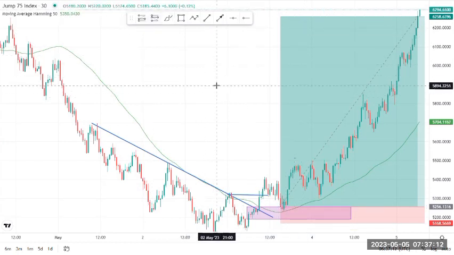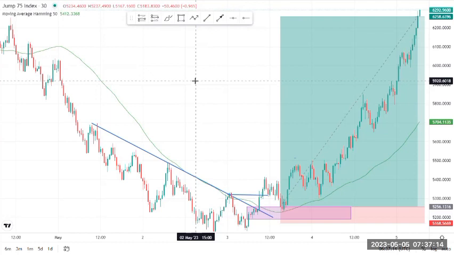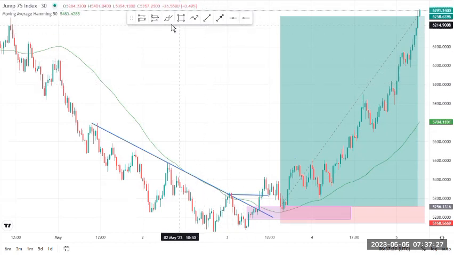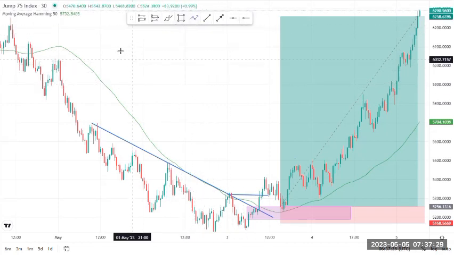What is a break of structure? I want to teach you break of structure, but I'm not going to go in depth on it. I have already taught break of structure on this channel, so search and go to my playlist, look for where I taught you break of structure, and you'll see it. Now, what is break of structure? Break of structure is of this nature.